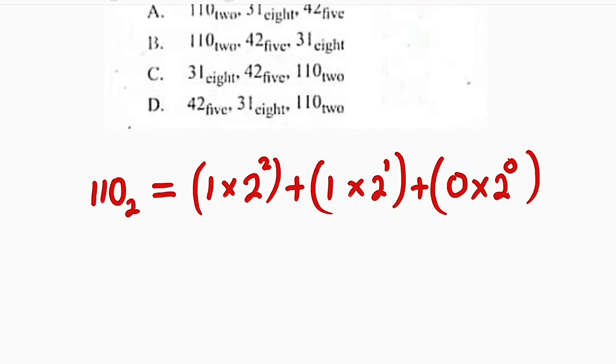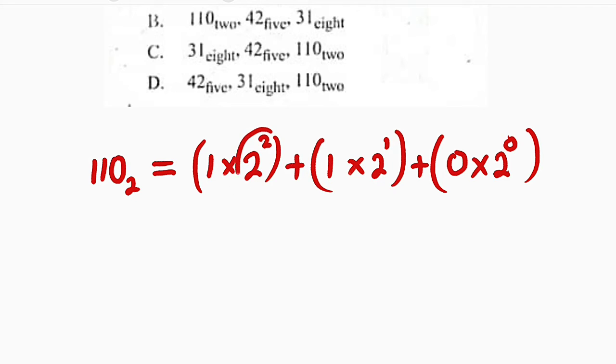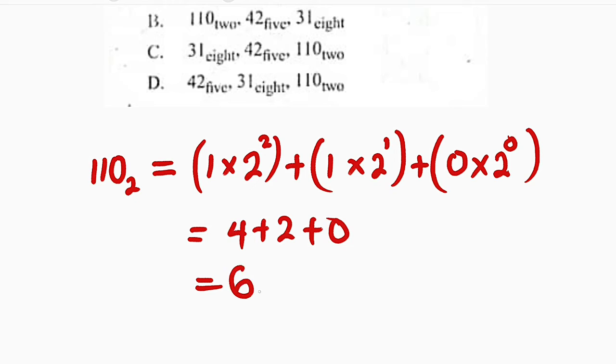And you simplify. Let's start here. 2 to the power of 2 is 4 times 1 is 4, plus 2 to the power of 1 is 2 times 1 is 2, plus 2 to the power of 0 is 1 times 0 is 0. If you add all of this together, you have 6 in base 10.